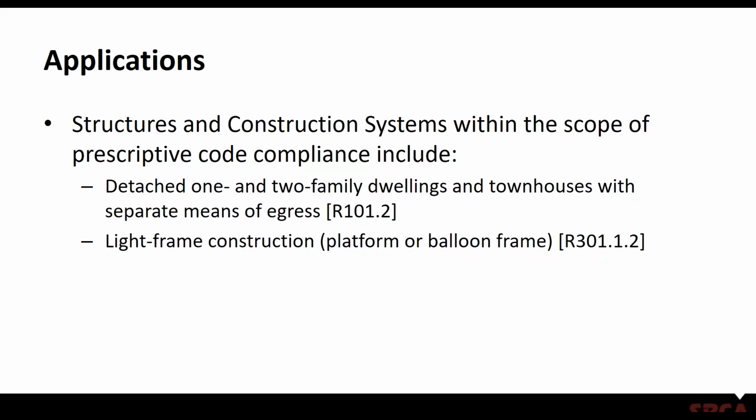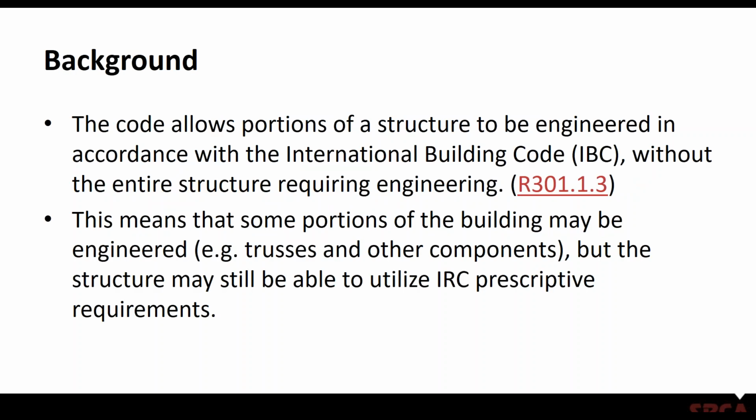The structures and construction systems that fall within the scope of the prescriptive code requirements would be detached one and two family dwellings and townhouses with separate means of egress. And then, as we just previously indicated, light frame construction, both platform and balloon frame construction. And I believe the vast majority of light frame construction that's built today would fall into the platform construction requirements or definition.